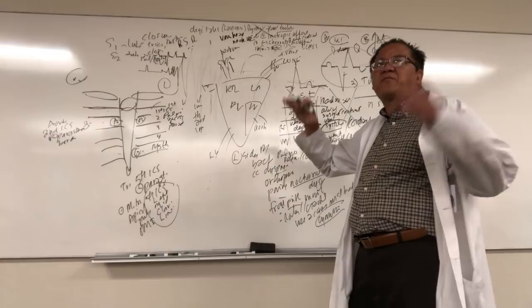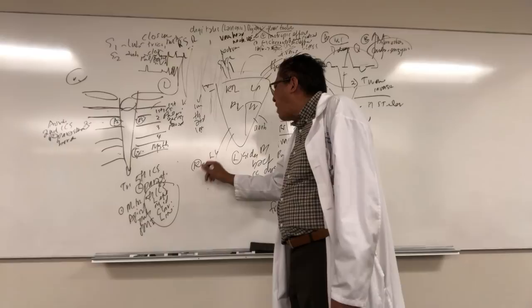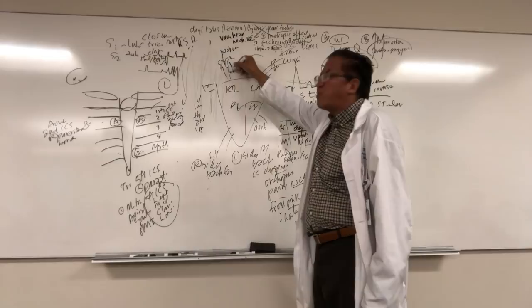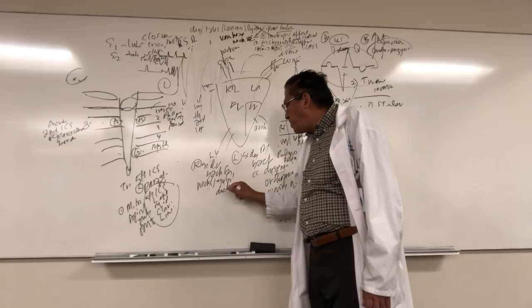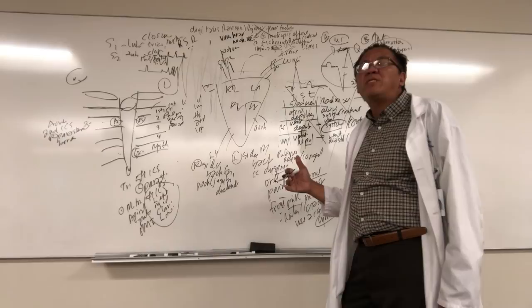What about right-sided backward failure? The right side is not able to pump to the lung, so it goes back to the neck veins. What happens to the neck veins? The jugular veins become distended. Okay, what do you mean by distended? Full of blood, because it backflowed. What's another word for distended?